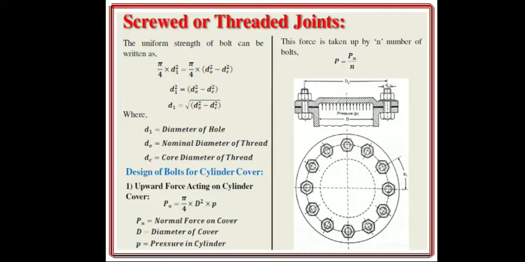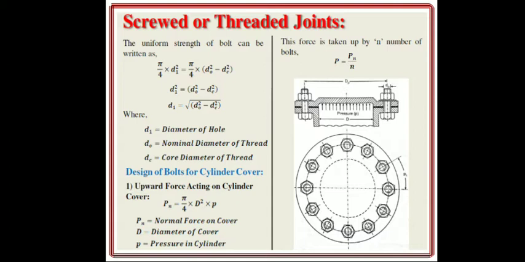Now the uniform strength of the bolt can be written as pi by 4 into d1 square is equal to pi by 4 into (d0 square minus dc square), where d1 square is equal to d0 square minus dc square, where d1 is equal to the square root of d0 square minus dc square. What is d1? d1 is the diameter of the hole, d0 is the nominal diameter of thread, and dc is the core diameter of the thread.